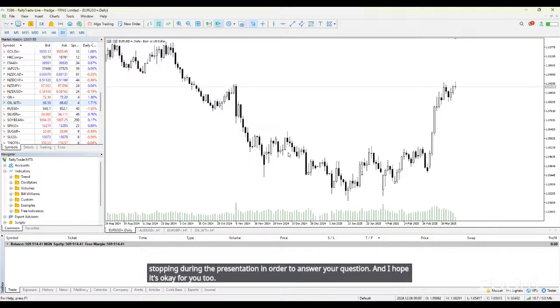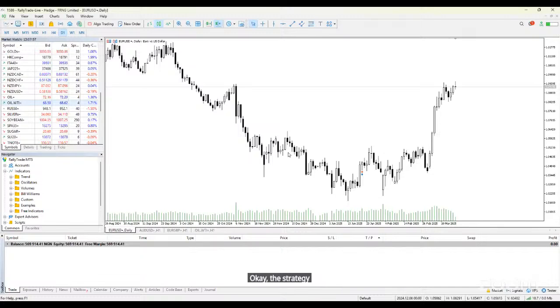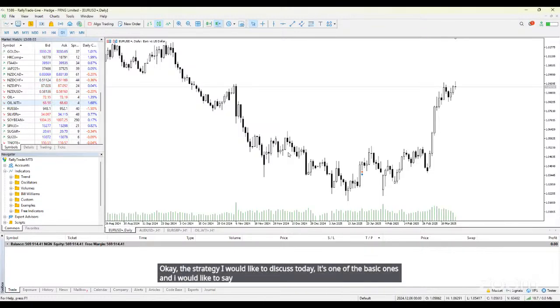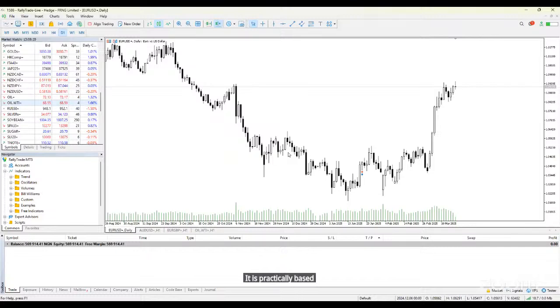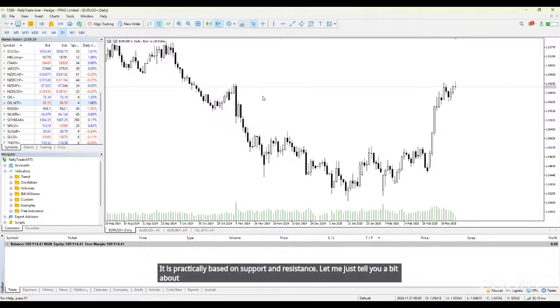The strategy I would like to discuss today is one of the basic ones, basic because it's one of the oldest and most known strategies, which can be used for day-to-day trading, analysis, projections, and so on. It is practically based on support and resistance. Let me tell you a bit about this.